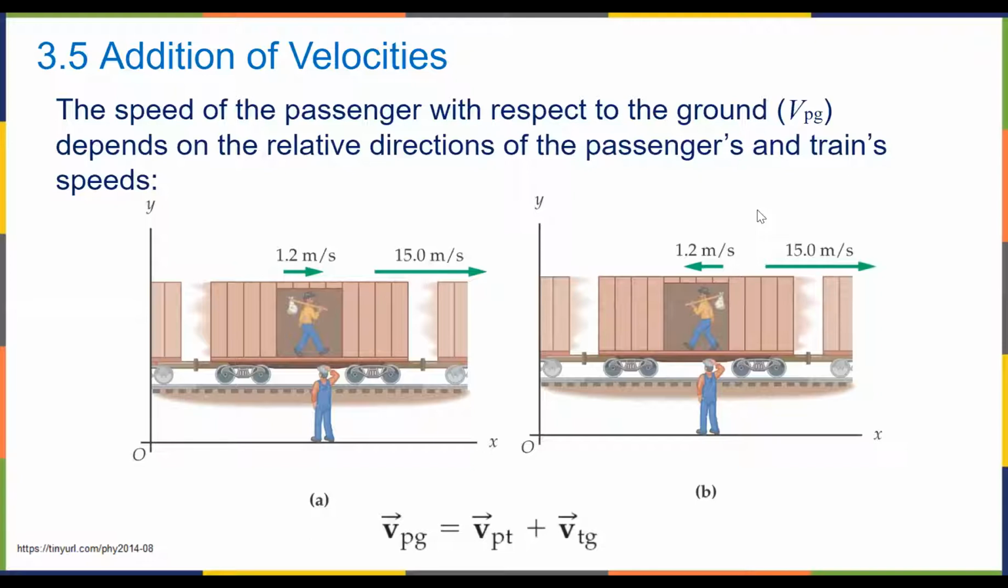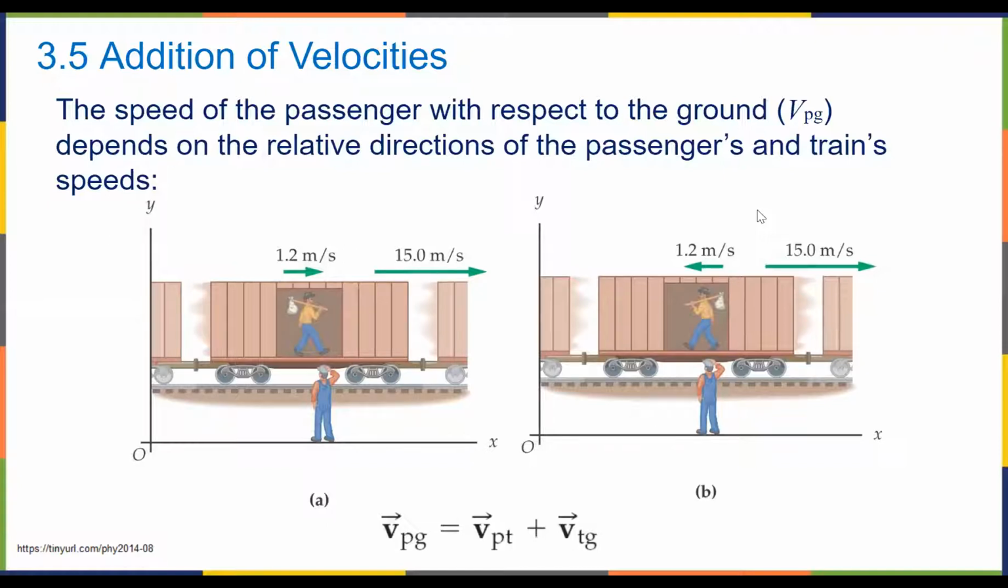So if the observer is standing on the ground outside the train, he'll see the velocity of this person, the passenger, to be the addition of the train's velocity. So the train with respect to ground plus the person with respect to the train, right? Then we'll add these two up, okay? So for vectors, especially when we talk about displacement and velocities, you can use subscripts over here.